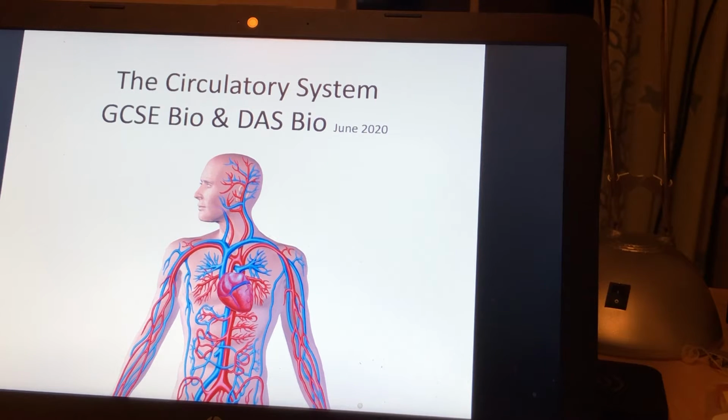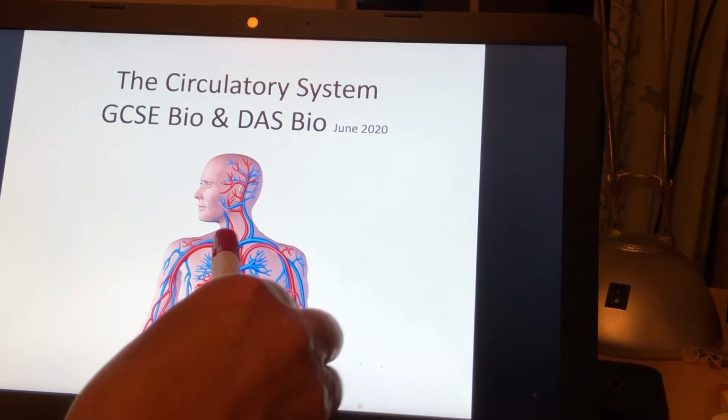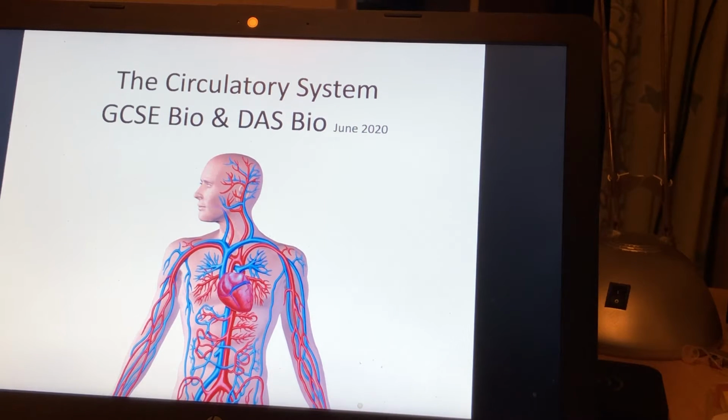So I'm sure you can remember bits and pieces about the circulatory system from Year 9 in science. And you probably remember the circulatory system is made up of the heart and the blood vessels, the arteries, veins, capillaries, and obviously the blood that flows inside those. Now, the heart is the pump that moves the blood through the whole network of blood vessels.